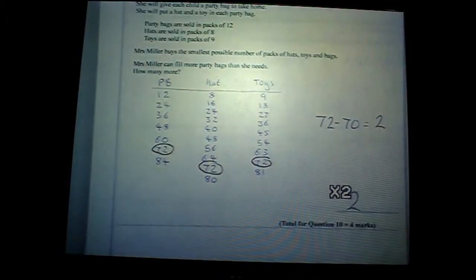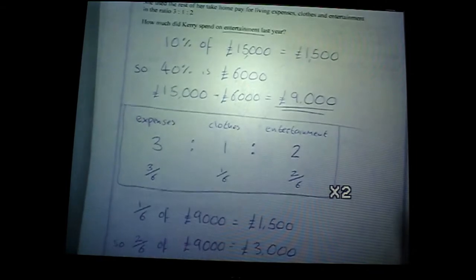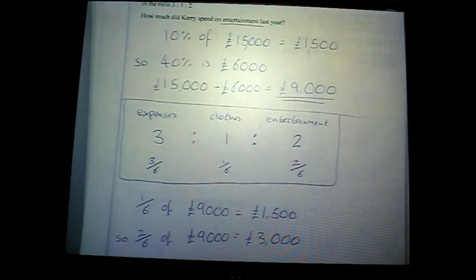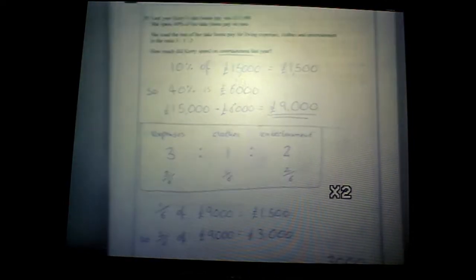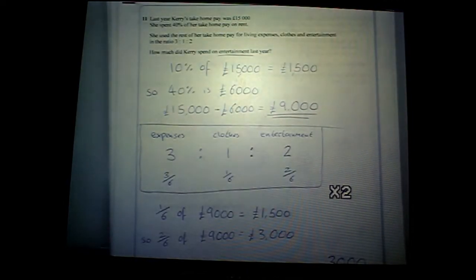So there are all your workings. I'll leave that there for you. Question number 11, here you go. Last year Kerry's take-home pay was £15,000. She spent 40% of her take-home pay on rent.